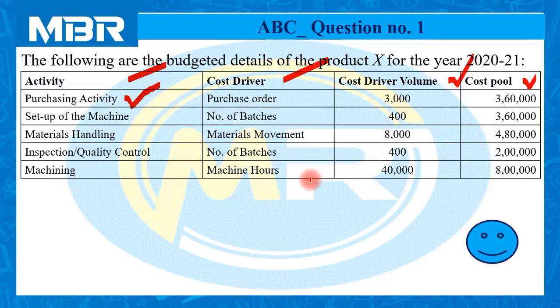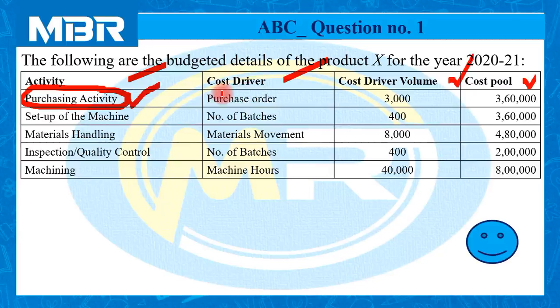Say for example, placing an order, sorting the materials, receiving the inventory from the supplier, storage, insurance, interest on capital employed on inventory, etc. These are all defined as purchasing activity. It may be more or less. This is just an example for easy understanding.